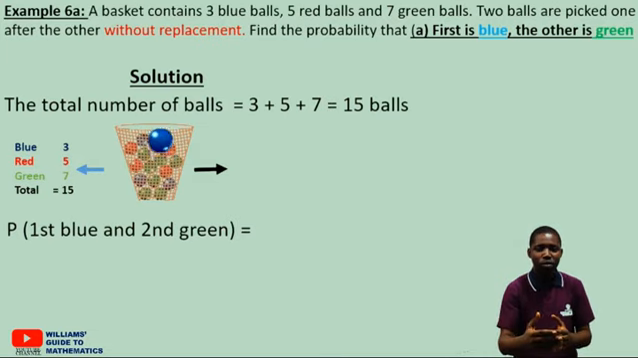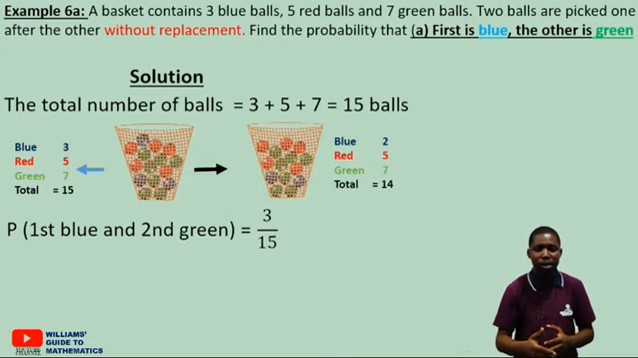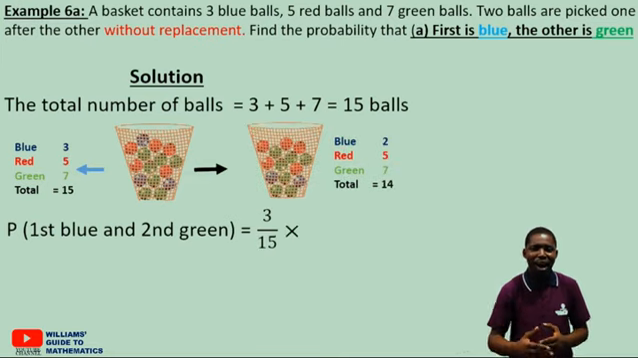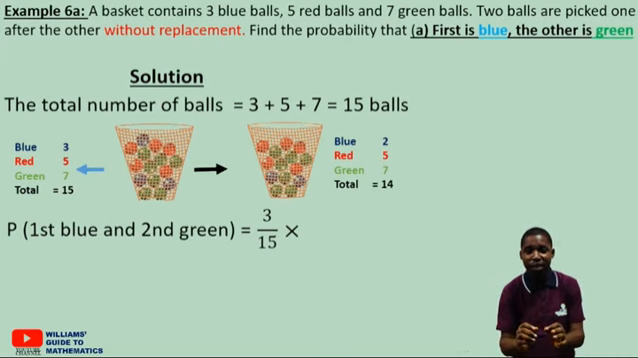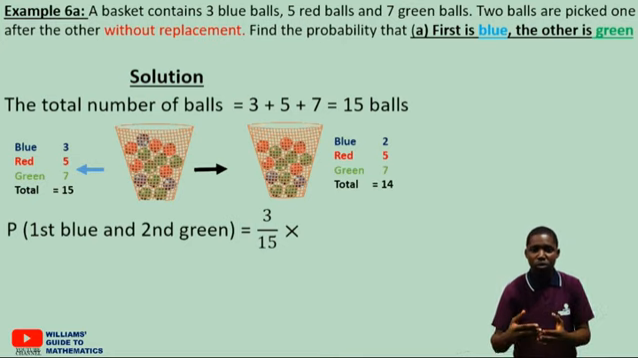Now, my blue, how many blue do I have? I have 3 out of how many? 15. Multiplied by, now how many green balls do I have? I've not tampered with my green. All I picked at first was blue. So the number of green I have is still intact, meaning I have 7 green over.